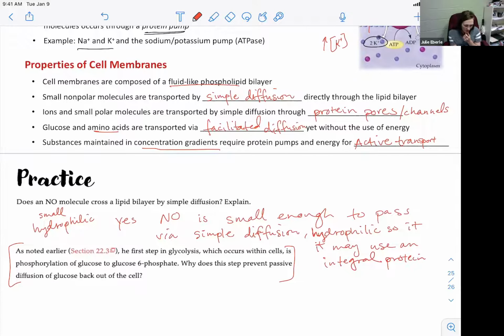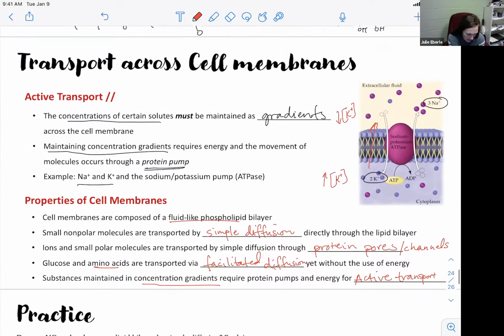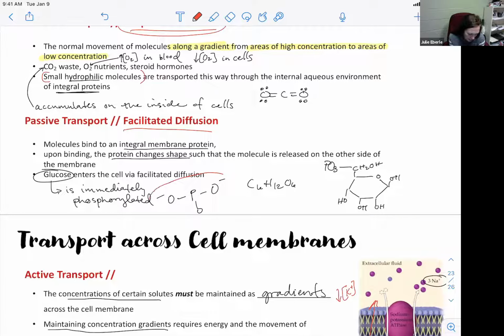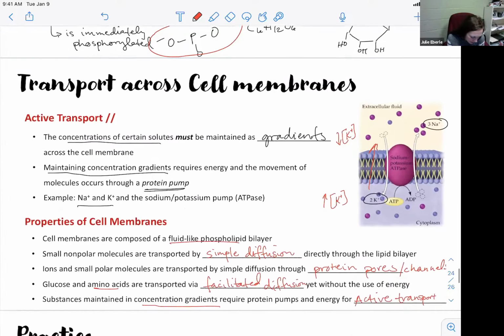I actually already answered this next question. Okay, the first step in glycolysis, this should be a T right here. The first step in glycolysis is the phosphorylation of glucose to glucose 6-phosphate. Why does this step prevent passive diffusion of glucose back out of the cell? I drew out a phosphate molecule, and you see the electronegative atoms, you see the charges on the oxygen. So this makes glucose a lot more polar. We add this really charged polar group onto glucose, and that prevents it from just flowing right back out of the cell through the membrane.